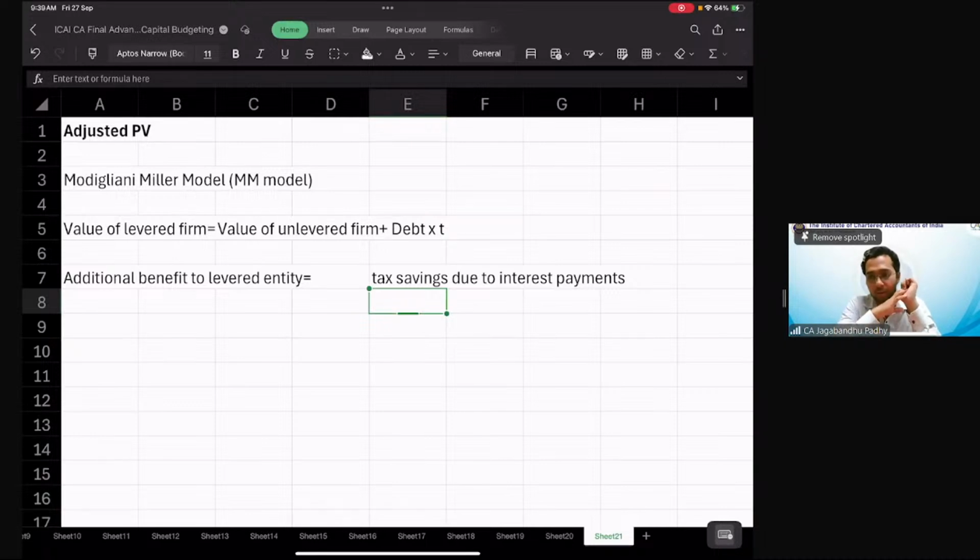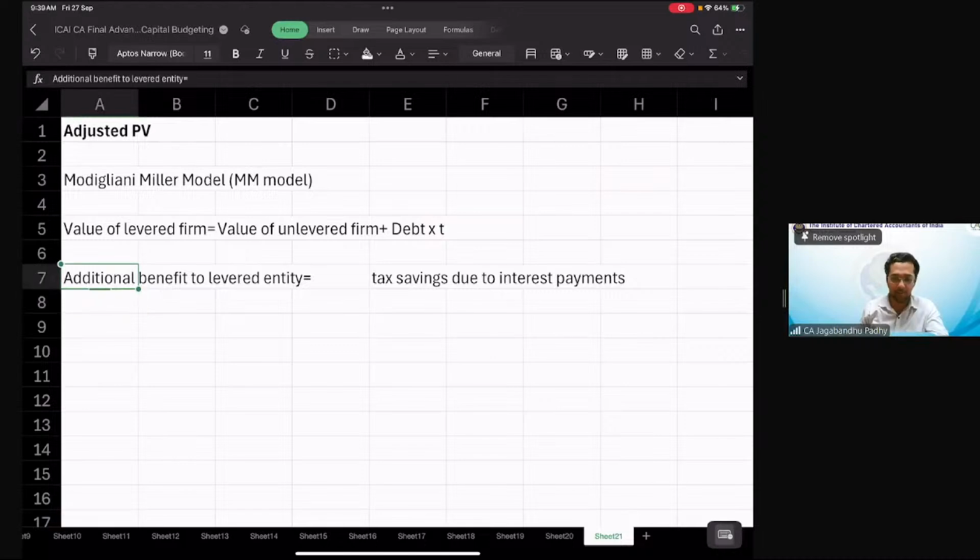No, right? But if you have raised money by way of debt and you're paying interest, can I say you get the tax benefit? Correct? You get the tax benefit. So additional benefit that we have to a levered firm is tax savings due to the interest payments, which the unlevered entity doesn't have. If the unlevered entity is paying dividend to its equity shareholders or preference shareholders, it doesn't get the tax benefit. But the levered entity gets the tax benefits because there are tax savings on the interest payment.